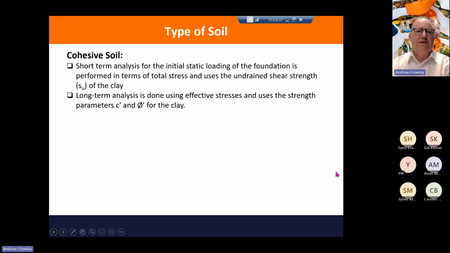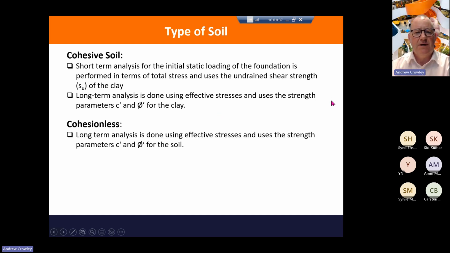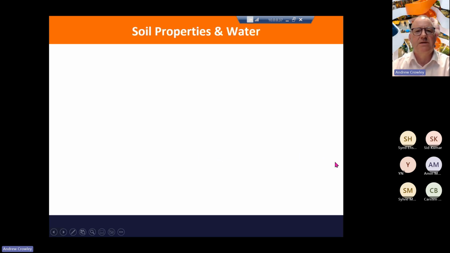So a reminder of the soil types we'll be looking at. You have cohesive and cohesionless soils. Let's begin with cohesive soils. And you look at short-term analysis using the undrained shear strength and total stresses. Long-term analysis is using effective strength and using the strength parameters C' and phi' for the cohesive soil, usually clays or silts. On the other hand, cohesionless, and we're looking at effective stresses and using C' and phi' for the long-term analysis. So you don't tend to look at the short-term analysis in there.